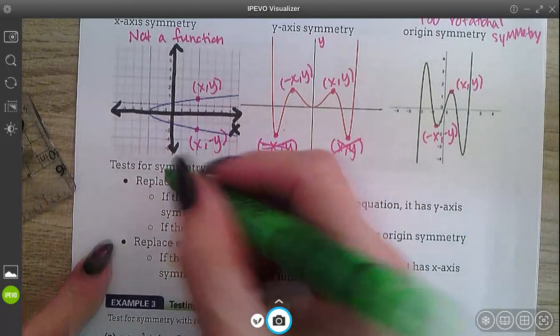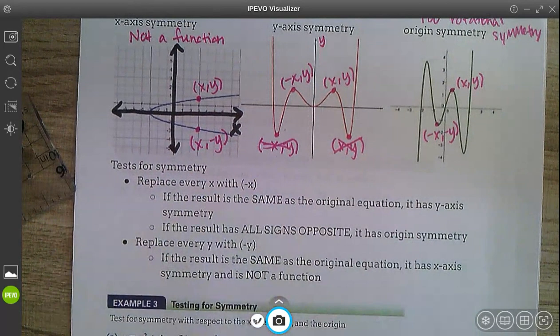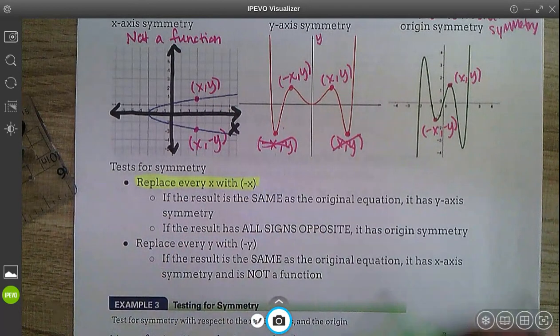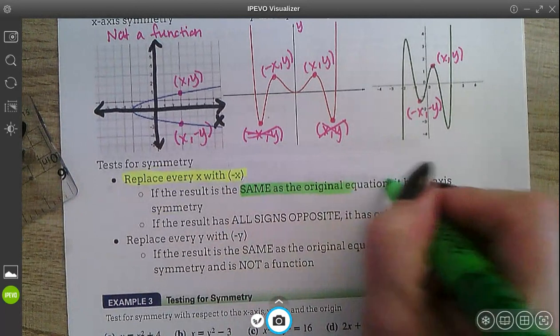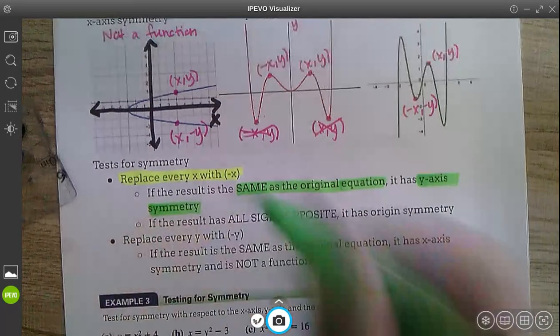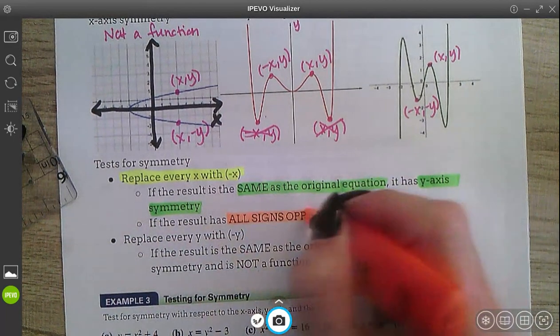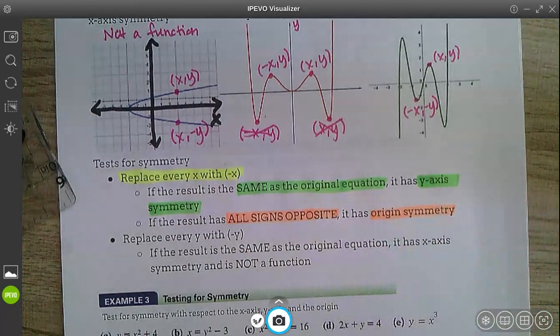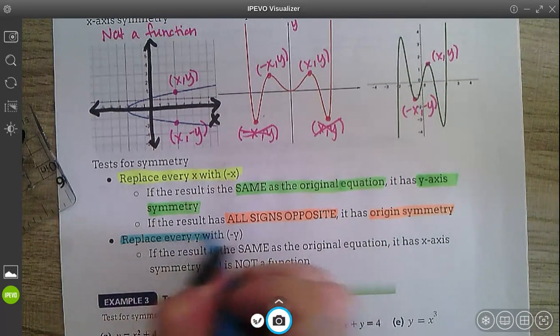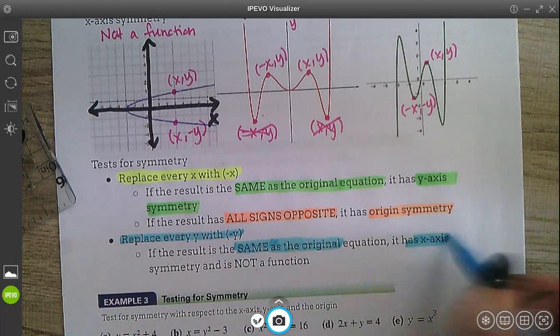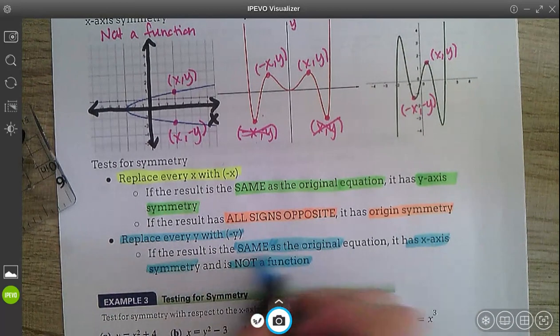So we're replacing every x with the opposite of x. Step 1. If the result is the same as the original equation, then it has y-axis symmetry. If the result has all signs opposite except for the y, then it has origin symmetry. Then we're going to replace every y with the opposite of y. If the result is the same as the original, then it has x-axis symmetry and is not a function.